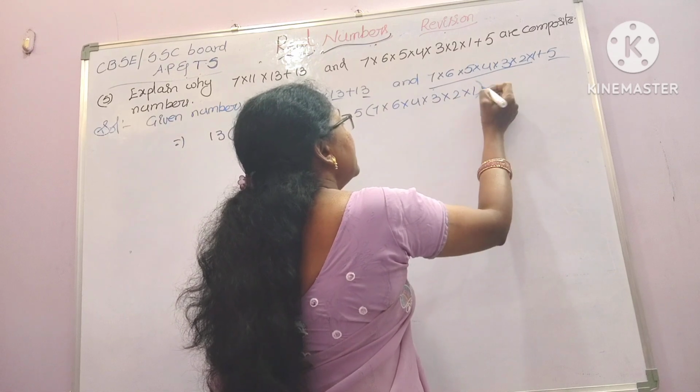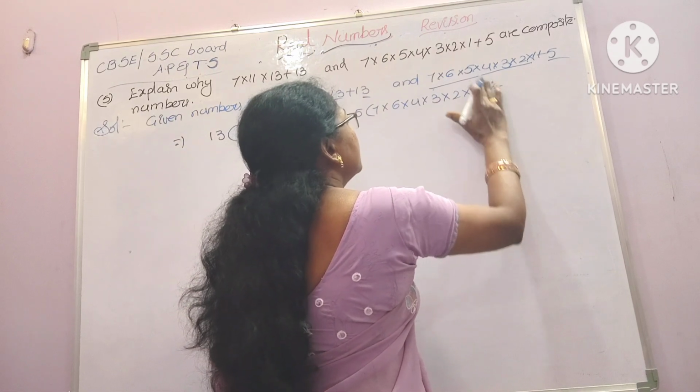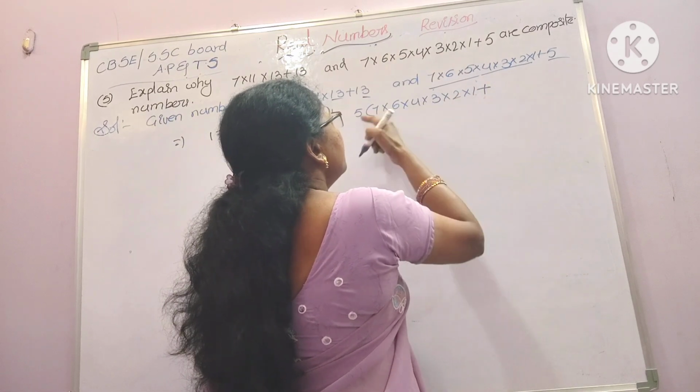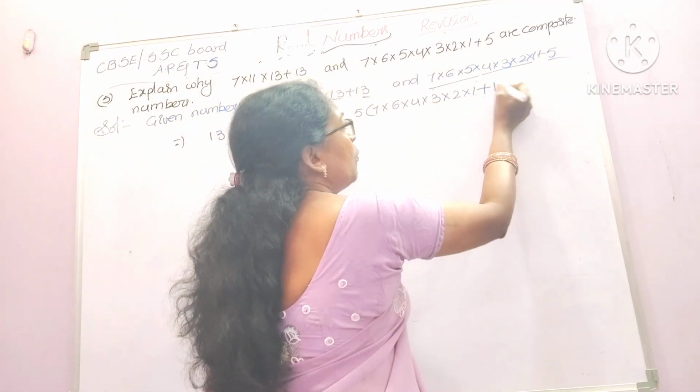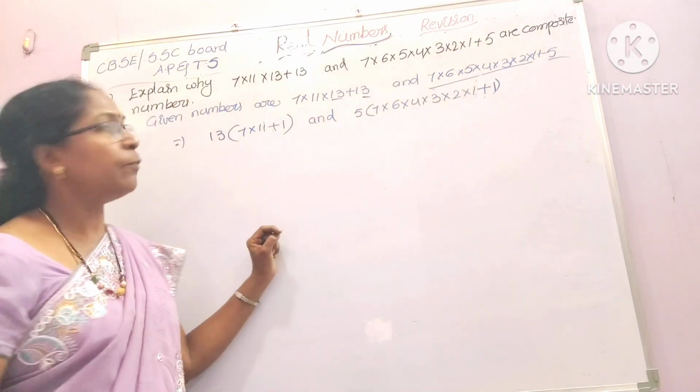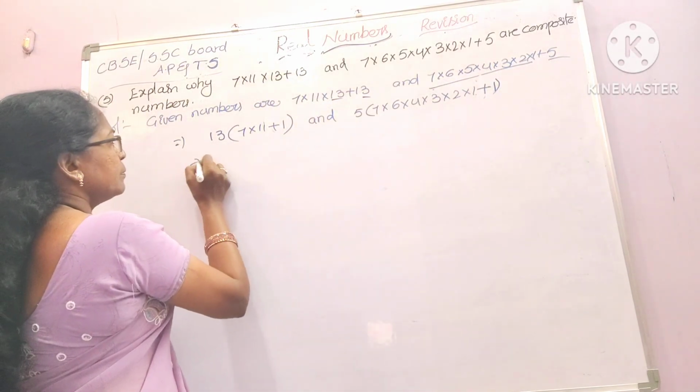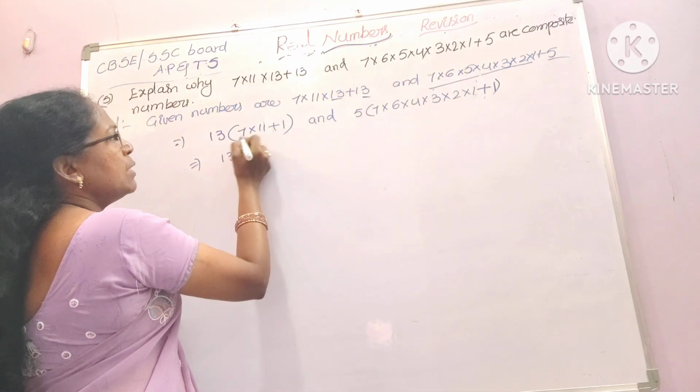Here again plus. 5 is divisible in this one time. So you have to write 1. That means 13 into 7, 11 7s are 77.